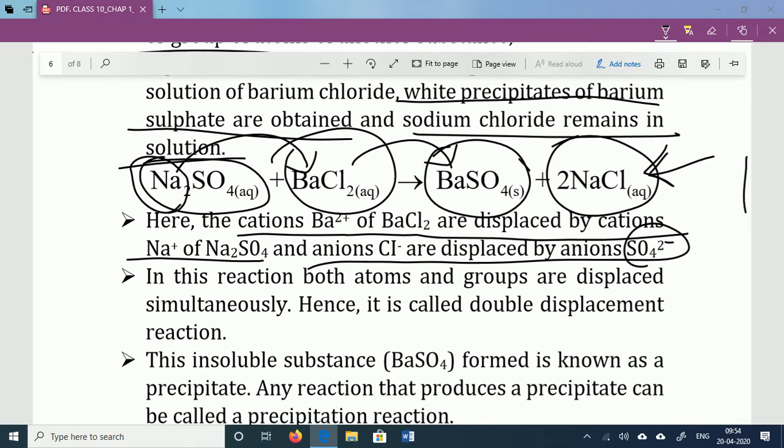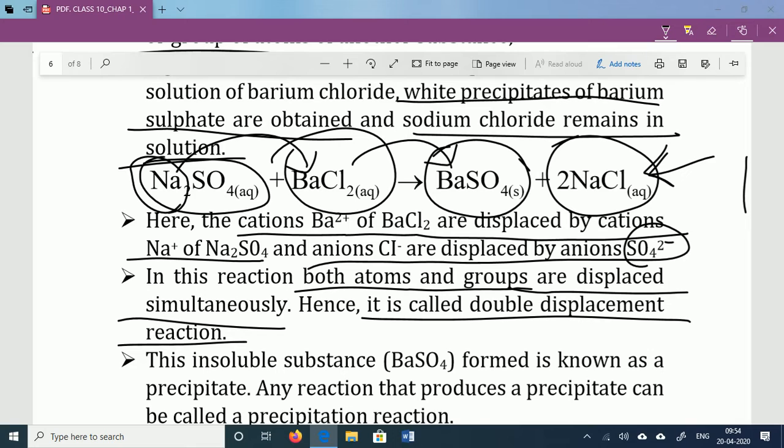So in these reactions we observe that both atoms and groups, here Cl is the atom and SO4 is the group of atoms, are displaced simultaneously, and hence this one is called a double displacement reaction.